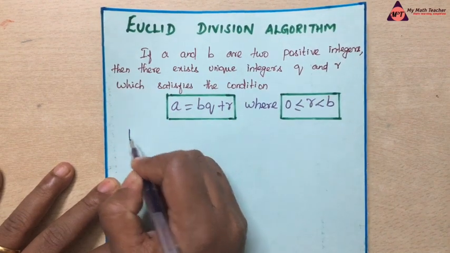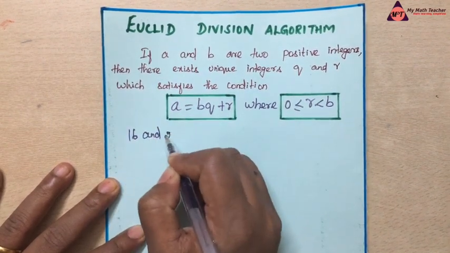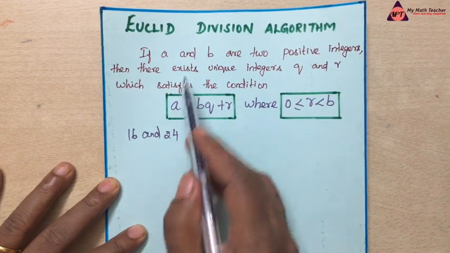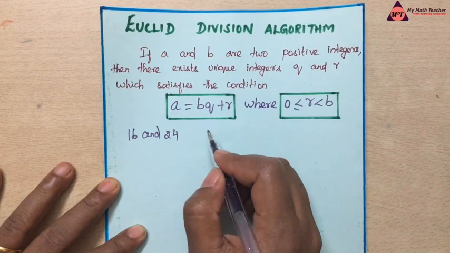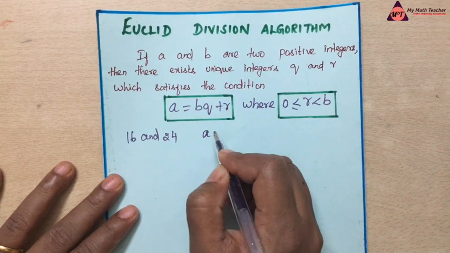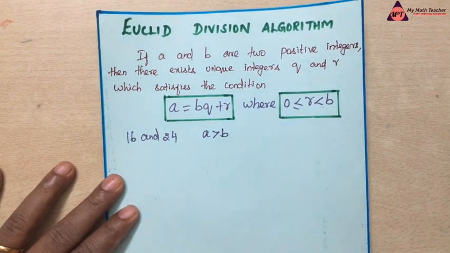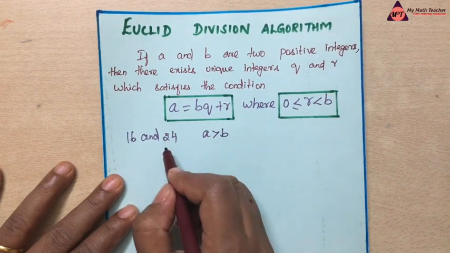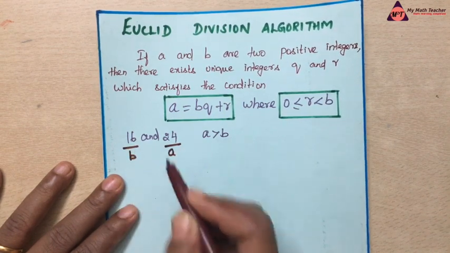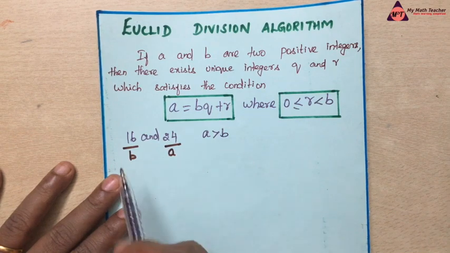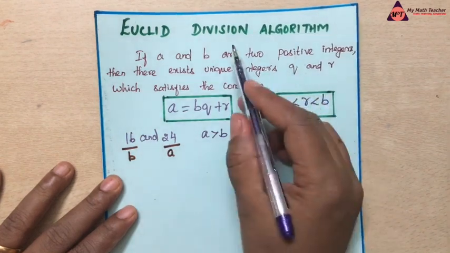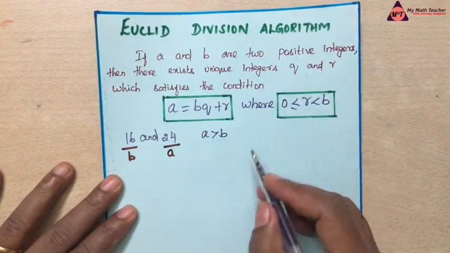So what are the numbers? 16 and 24. Now there are two numbers here. Let us take these as a and b. The first important thing to notice here is a should be greater than b. So in this case, this is the greater one and this will be a, and this is the smaller one, it will be b. So a will be greater than b. Now you have to use the division algorithm. Algorithm is nothing but a sequence of steps.